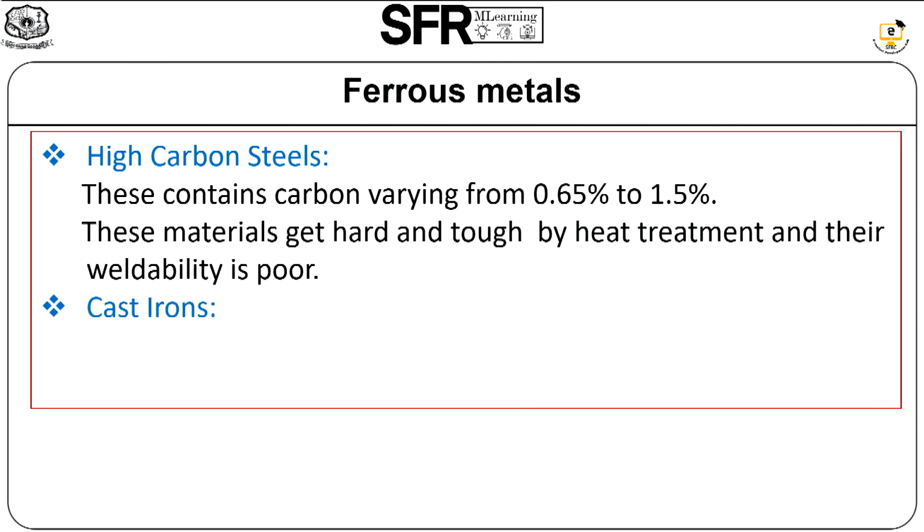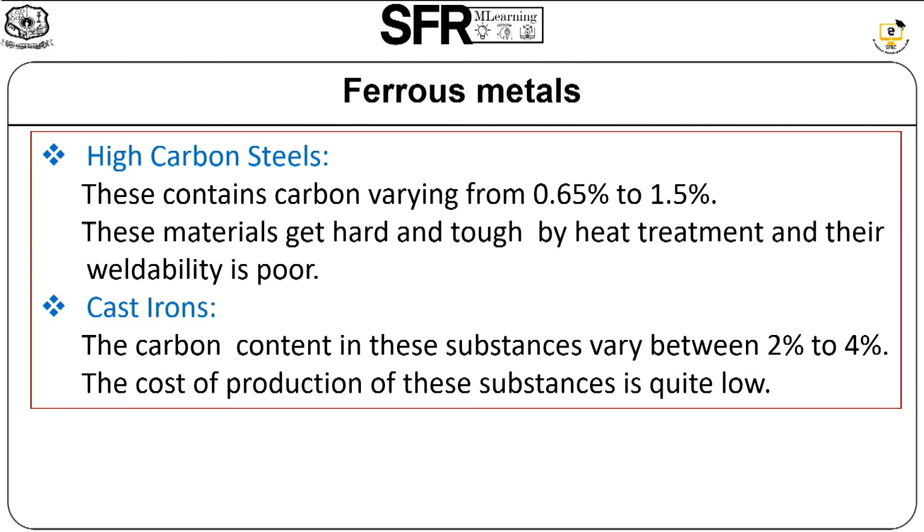High carbon steels: these carbon steels vary from 0.65% to 1.5%. These materials get hard and tough by heat treatment, and their weldability is poor. The steel in which carbon is contained up to 1.5%, silicon up to 0.5%, and manganese up to 1.5%, along with other elements, is called plain carbon steel. Next, cast iron.